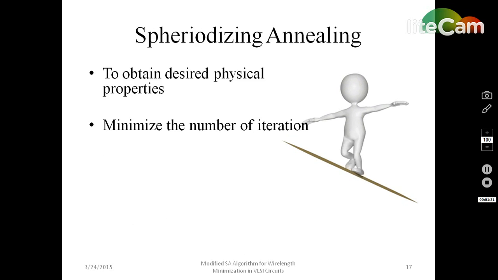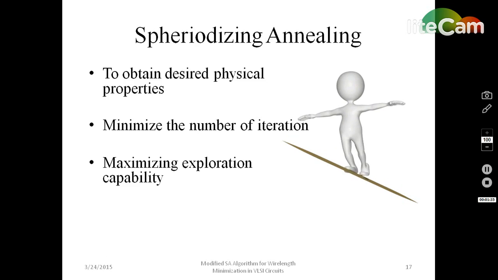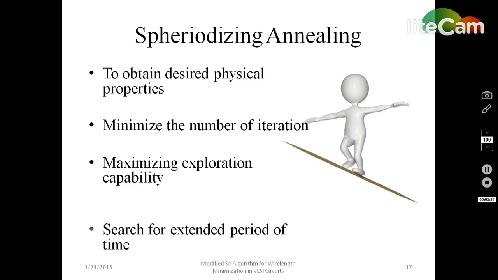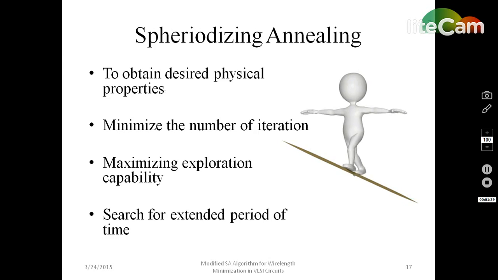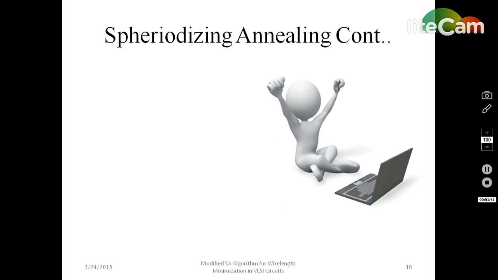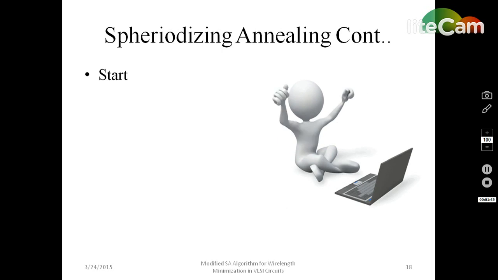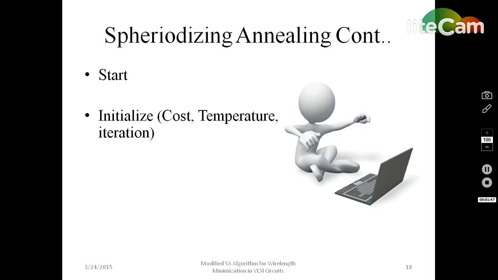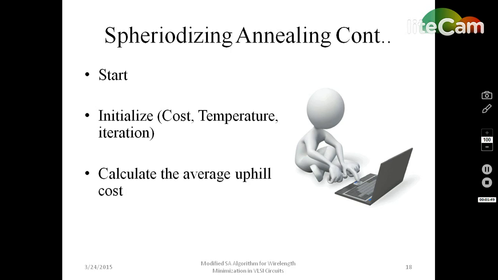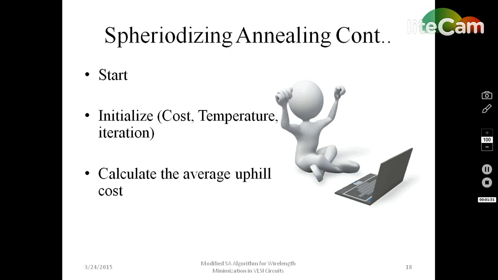The highlights of the spheroidizing annealing process are: it minimizes the number of iterations, it maximizes the exploration capability, and it searches for an extended period of time. So how does the algorithm go? What is the run procedure of this algorithm? As in usual algorithms, it starts with an initialization phase. It calculates the average uphill cost.